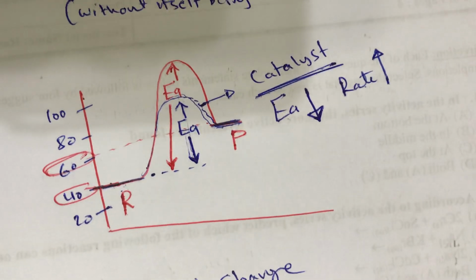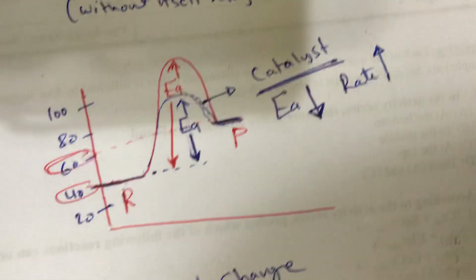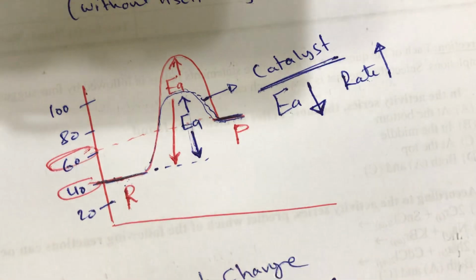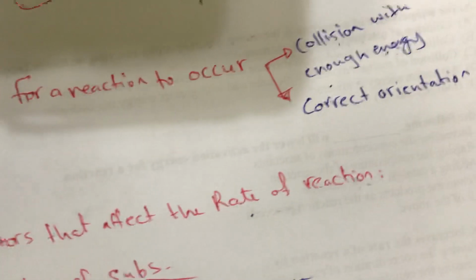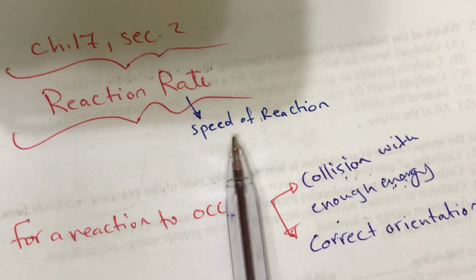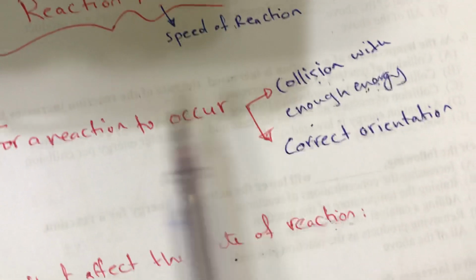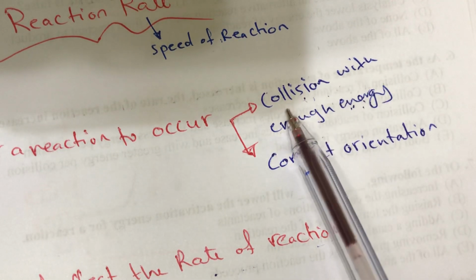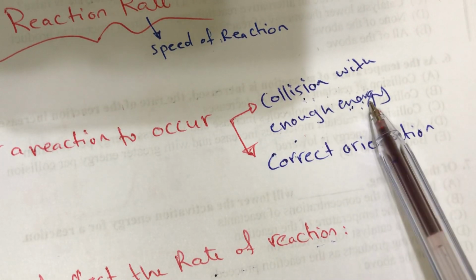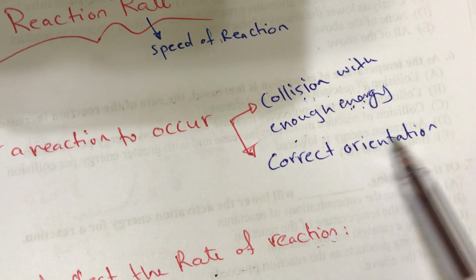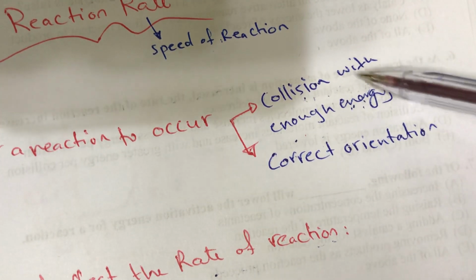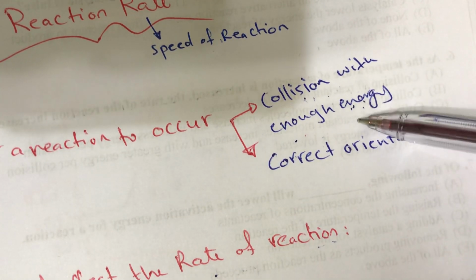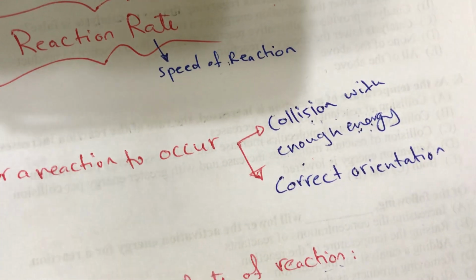So, a summary for this section. Reaction rate means speed of reaction. For a reaction to occur, there are two conditions. Particles must collide with enough energy, and they must be in the correct orientation. So any factors that affect these conditions will affect the rate of reaction.